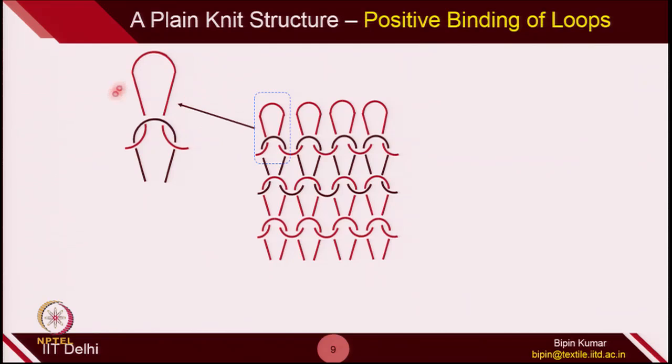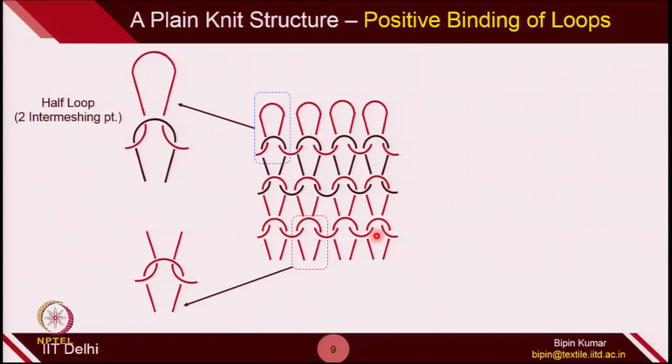So, this loop is highly unstable because you have only 2 interaction points. So, the bottom loop will try to pull this loop downward. So, this type of loop where there exist only 2 intermeshing points is called a half loop. Okay. Now, let us go to the bottom loop, the first row.